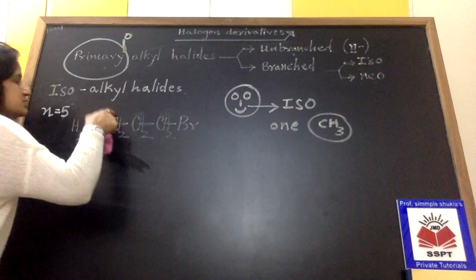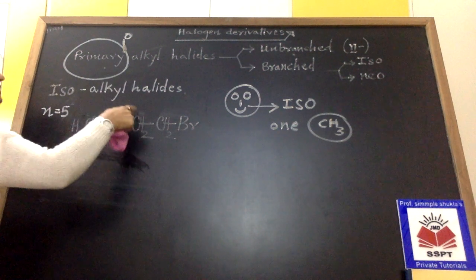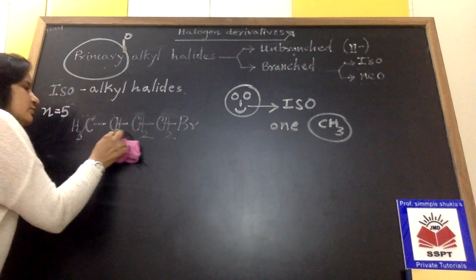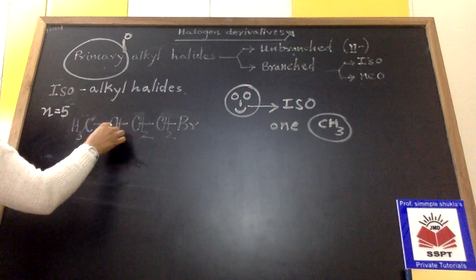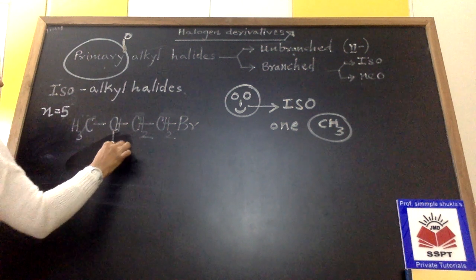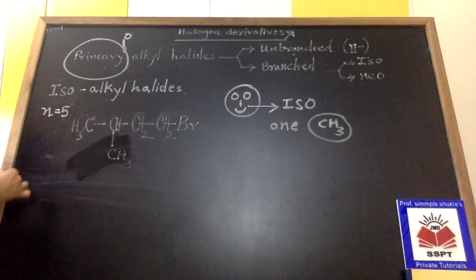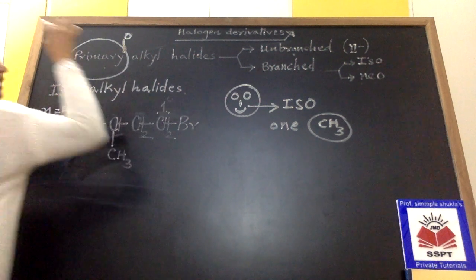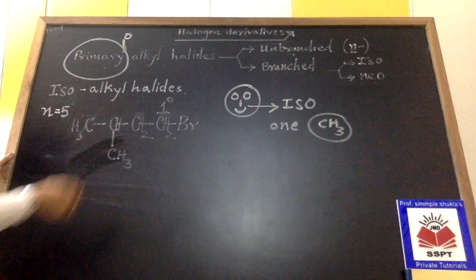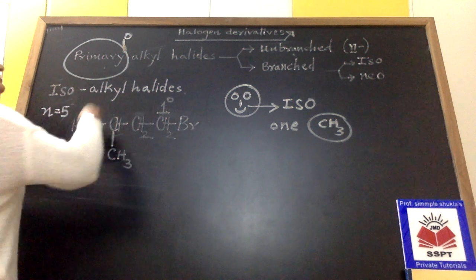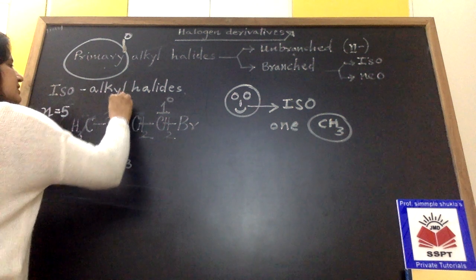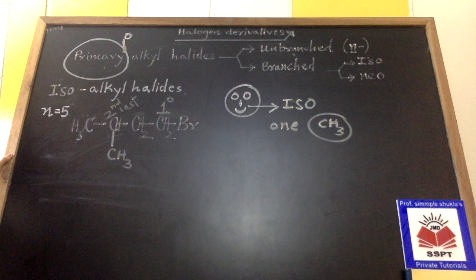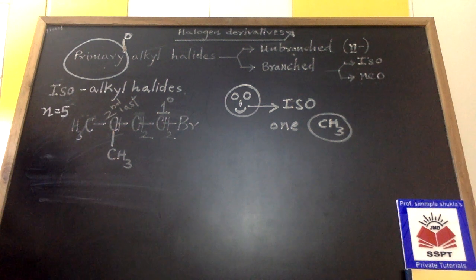So second last: 1, 2, 3, 4. In 4, which is the second last? Not second, it is the third. Second last means the one before the last. From there you remove one H and attach the umbrella. So in this structure, when the functional group is on the primary carbon and there is a methyl branch on the second last carbon, then such a structure is called isoalkyl halide.